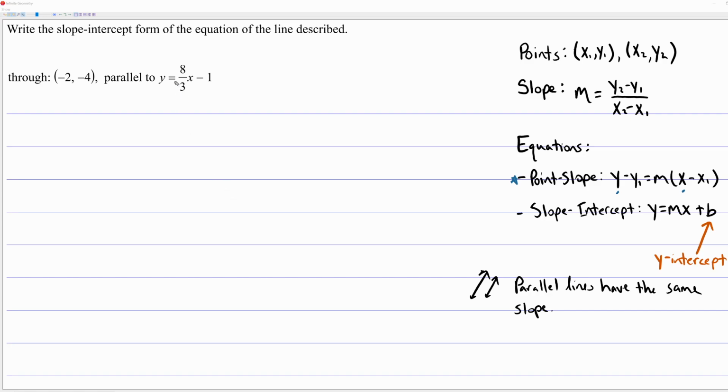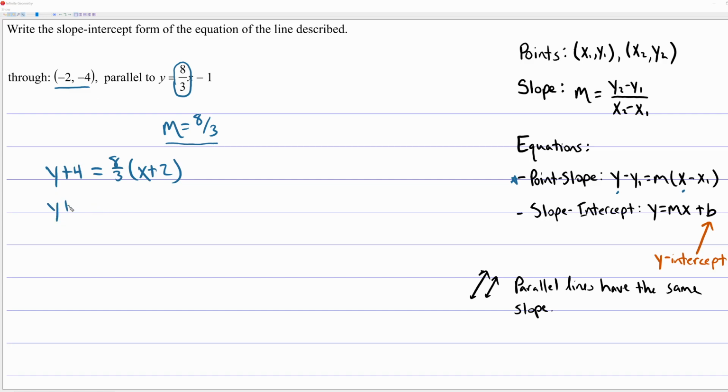The slope of this line is 8/3. Our line has the same slope, so that means our line has slope 8/3. So now we have a point, we have the slope, so we use point-slope form. It's all in the name. So y minus -4, and I'll change that to y plus 4, equals m, the slope, times x minus -2. So this is y minus y1 equals m times x minus x1. This is just point-slope form.